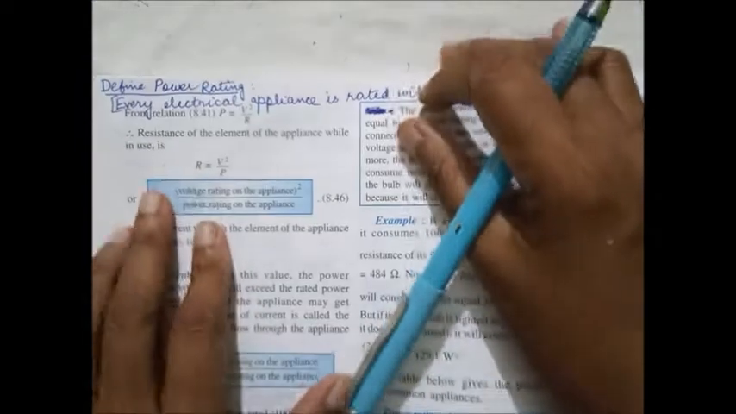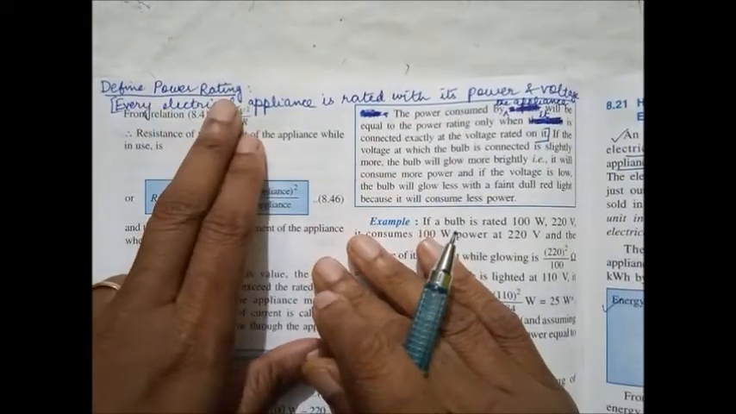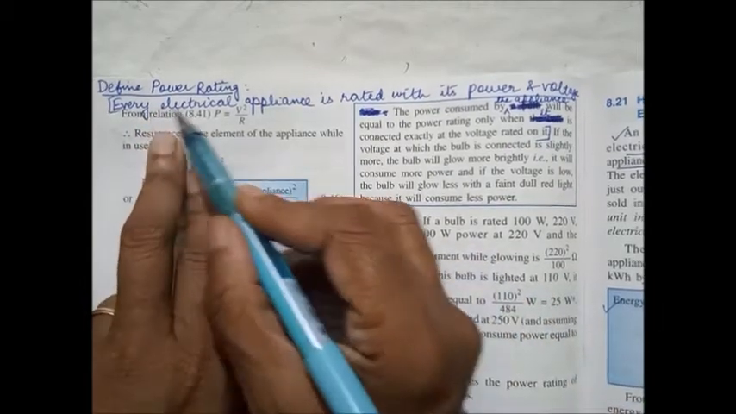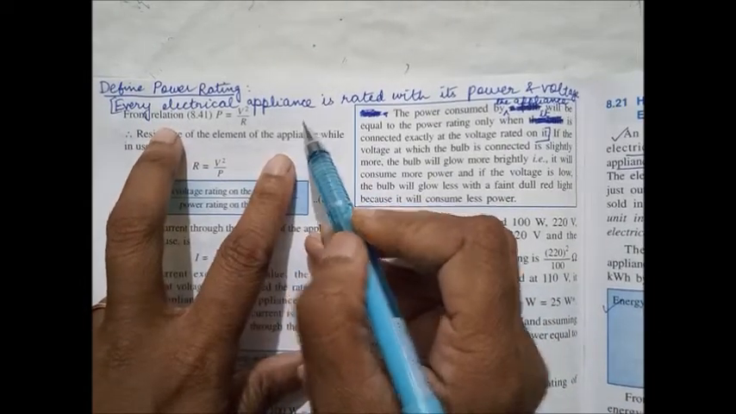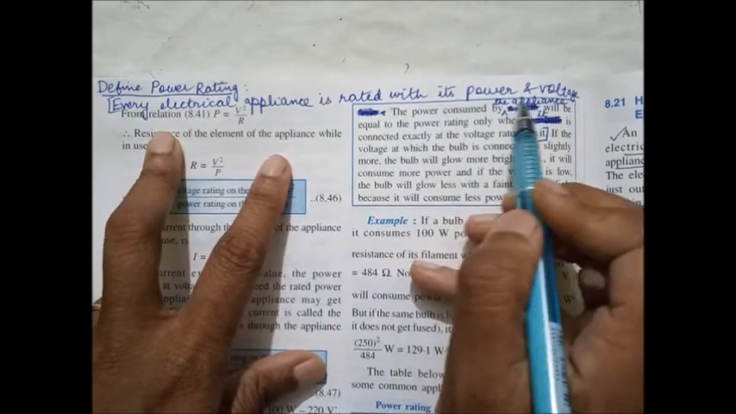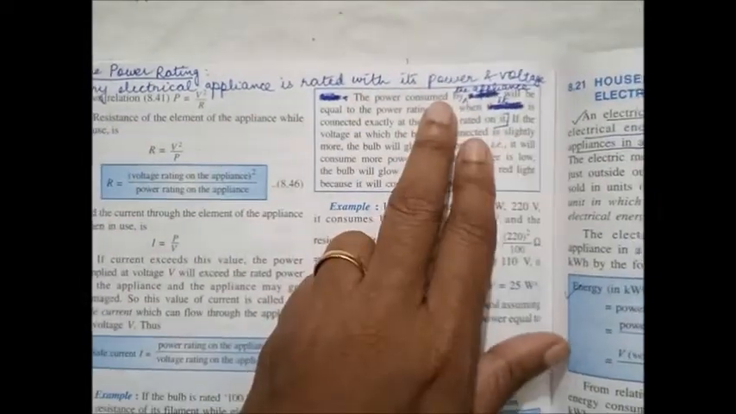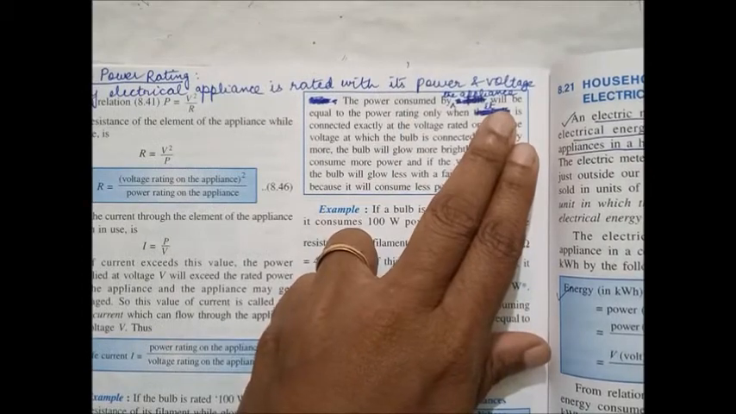So the definition of power rating is not very clear. I want you to note it down. Define power rating. Every electrical appliance is rated with its power and voltage. You can pause it and write it.